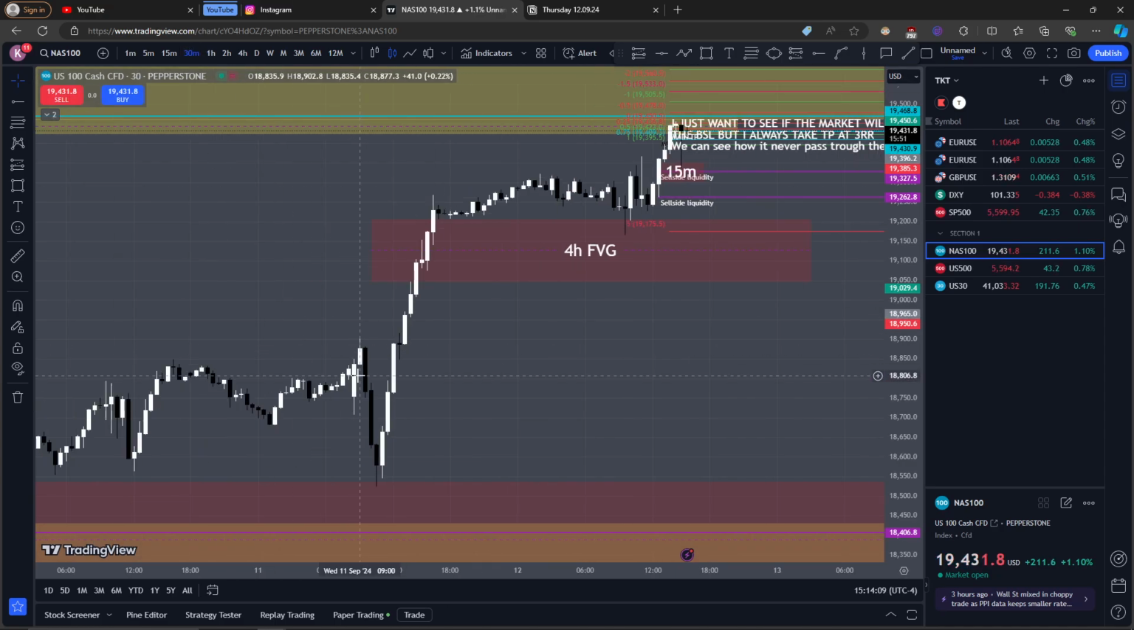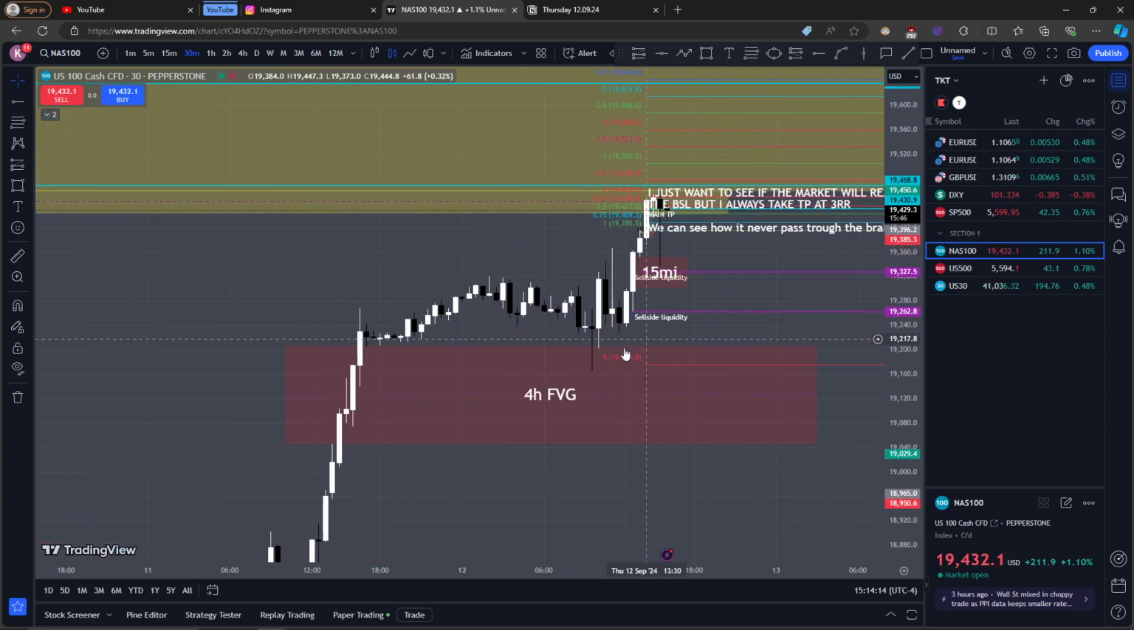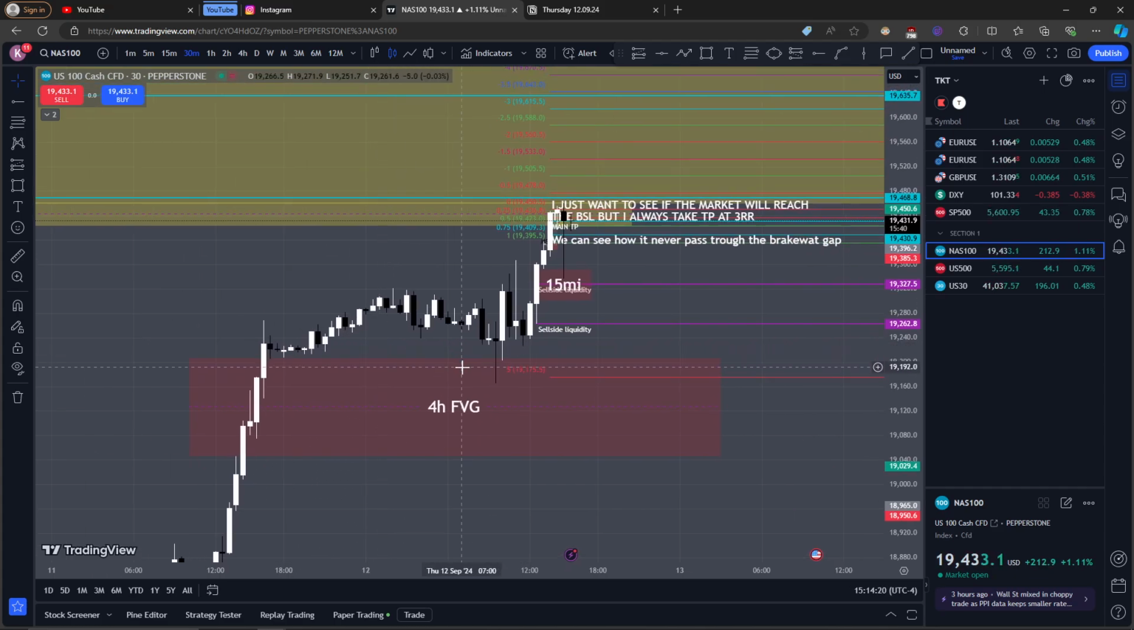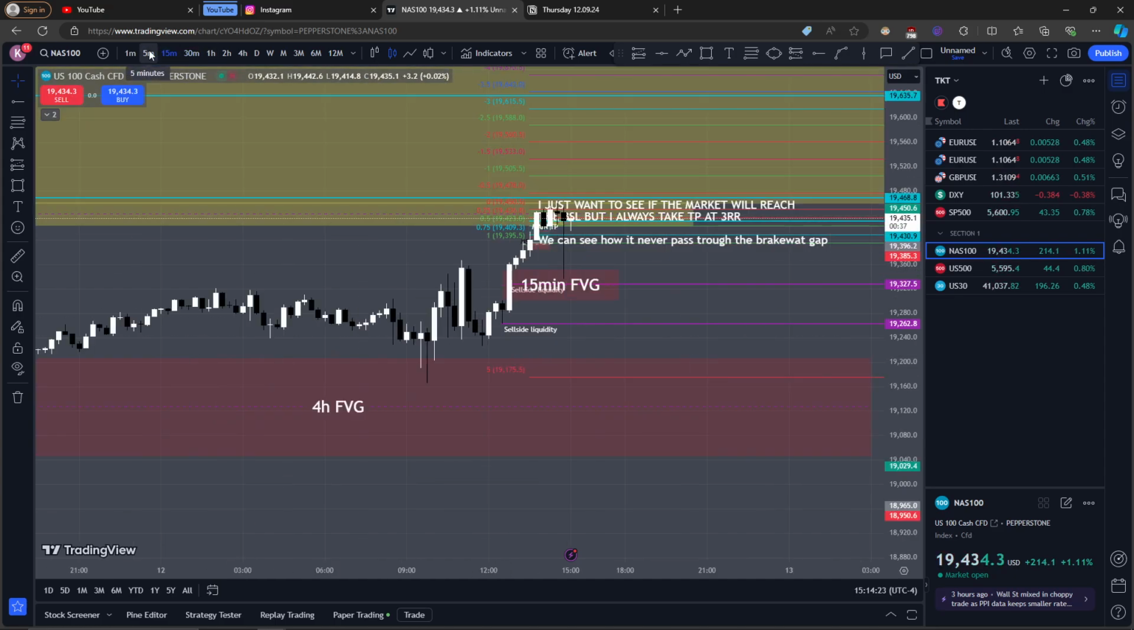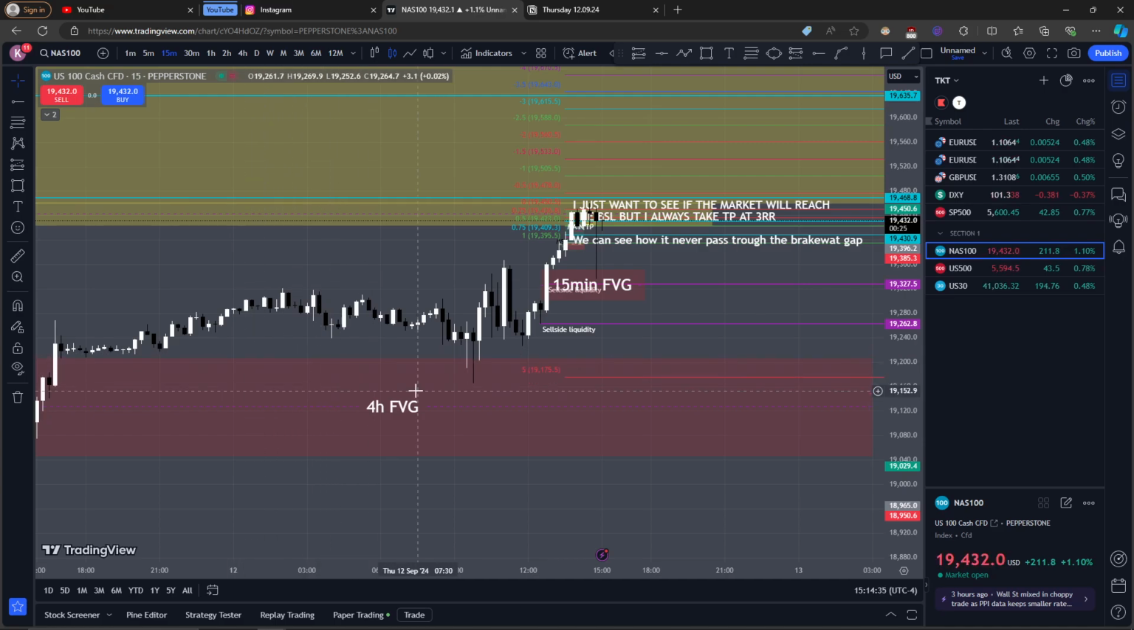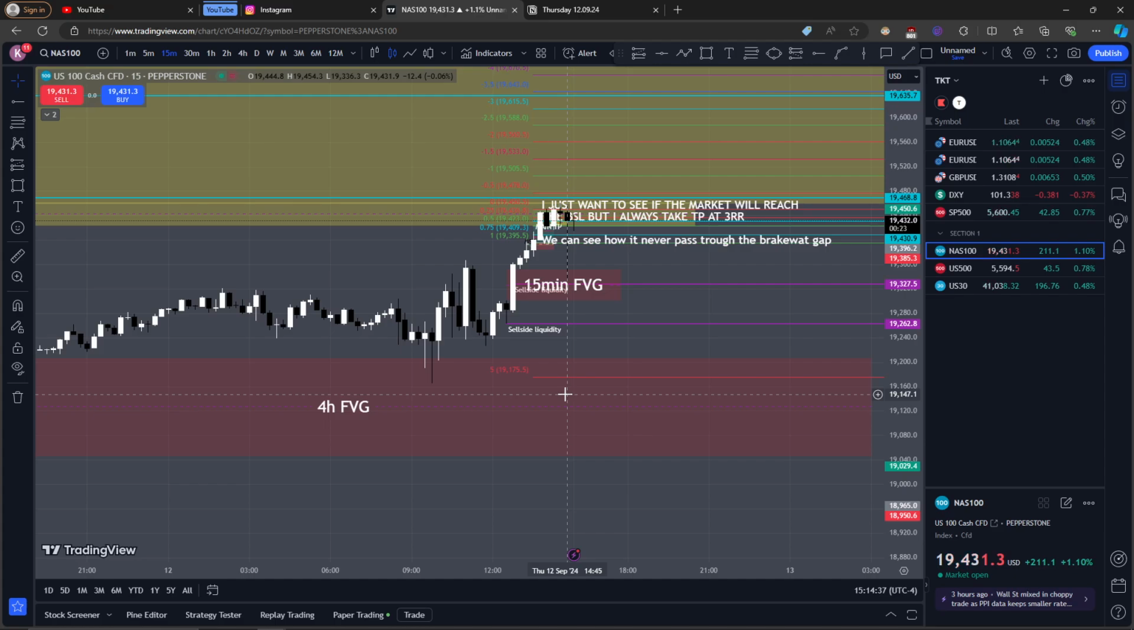On the 30 minute, we can see that since the AM session, it accumulated. Here we can see that it took this candle at 9:30, took all the liquidity here and expanded. When I came in the market, as the market was already expanding, and this candle at 9:45 took all the liquidity here, I wasn't sure if the market would take another level of liquidity, if it would come to the downside. So for me, I came in expecting it to continue going to the upside.